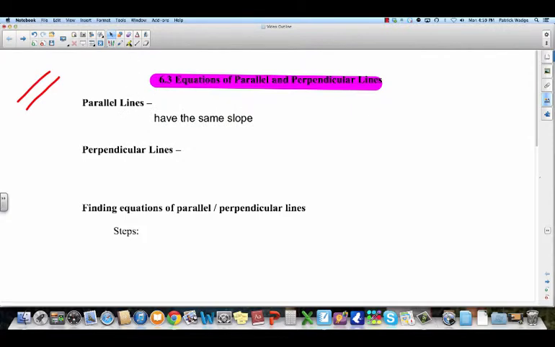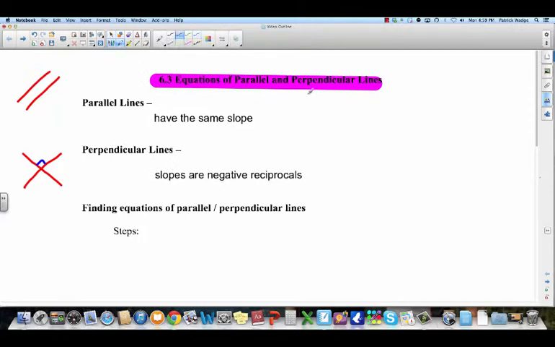How about perpendicular lines? Remember, perpendicular lines are lines that meet at a 90-degree angle. I don't know if I've drawn it perfectly, but there should be a 90-degree angle. That's where the lines meet, a 90-degree angle. And what do you know about those? Their slopes are negative reciprocals.